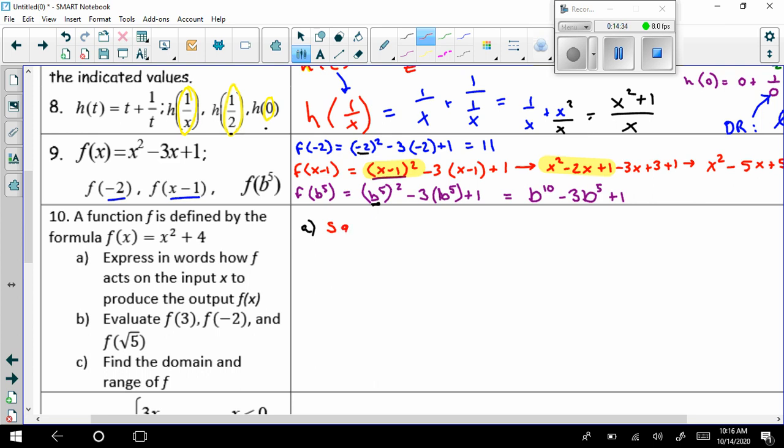You are squaring the x value, then you are adding 4. So what we are doing with our input is squaring x, then adding 4. And so every single time, so on B, that's how we evaluate these. If we're taking f of 3, what is the function at 3? Well, we're going to square 3, so 9. And then we're going to add 4, so 13.